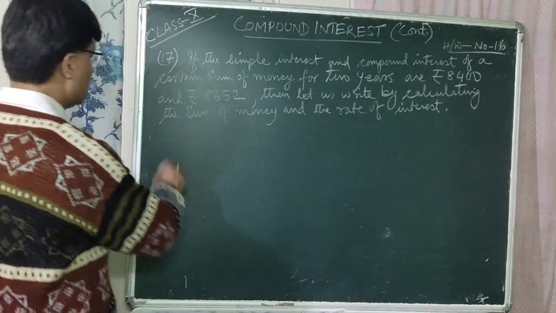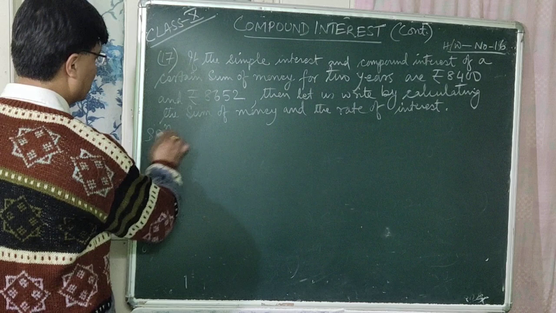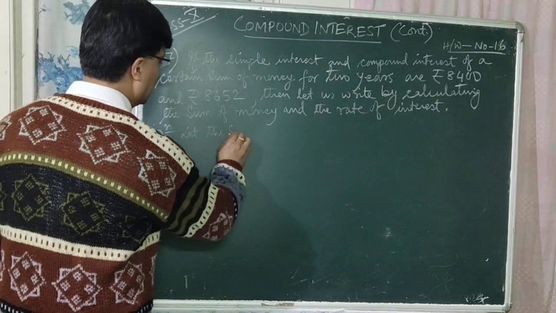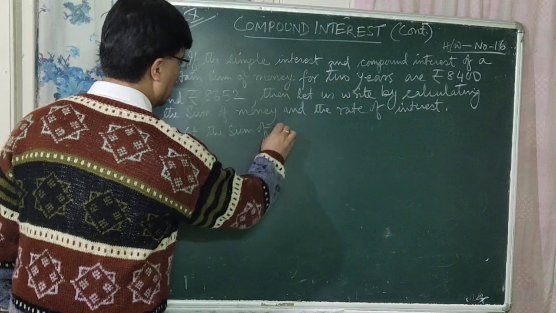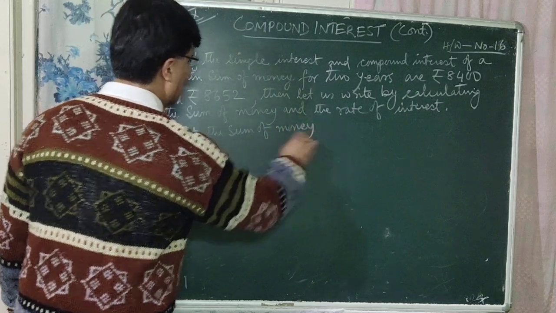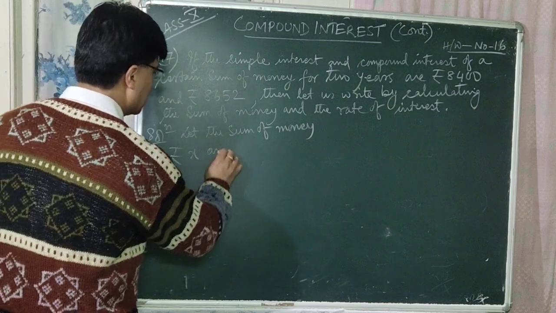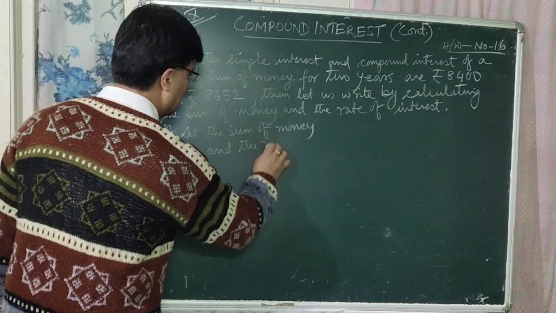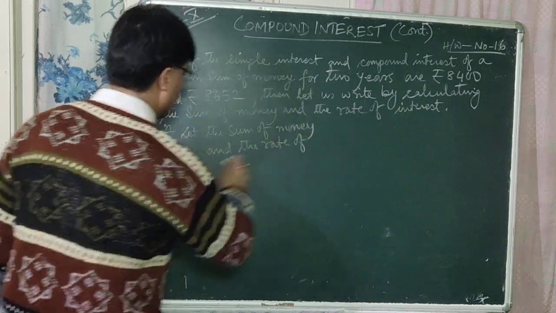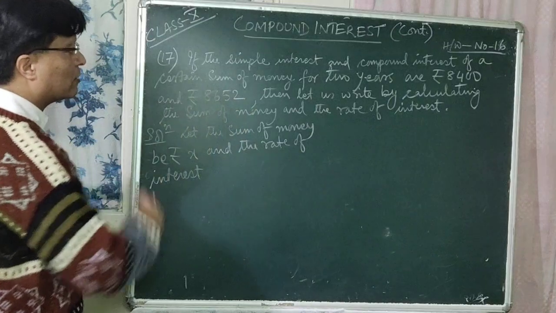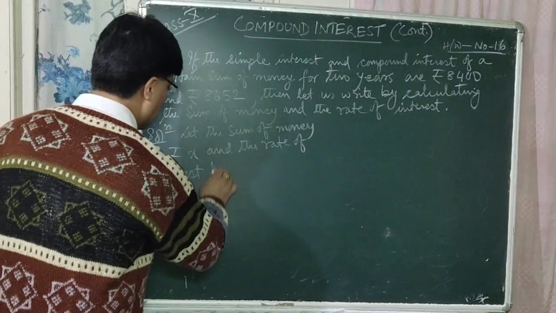Now solution. Let the sum of money be rupees X and the rate of interest, you have to calculate the rate of interest, be what?